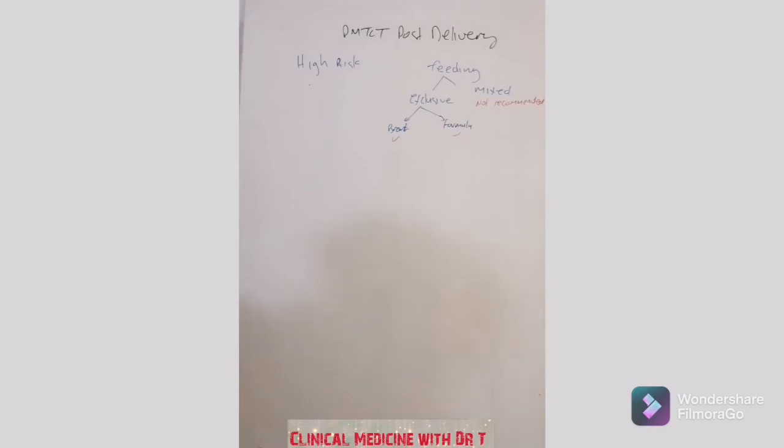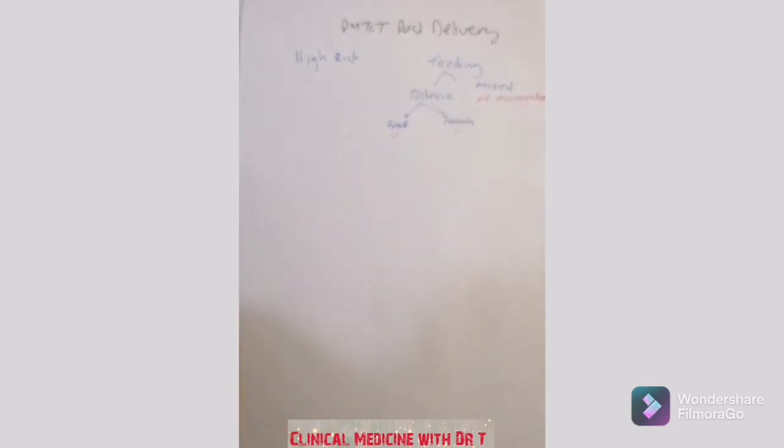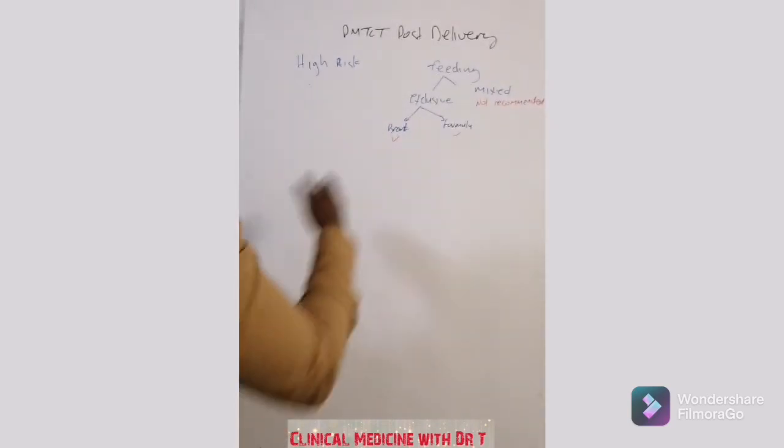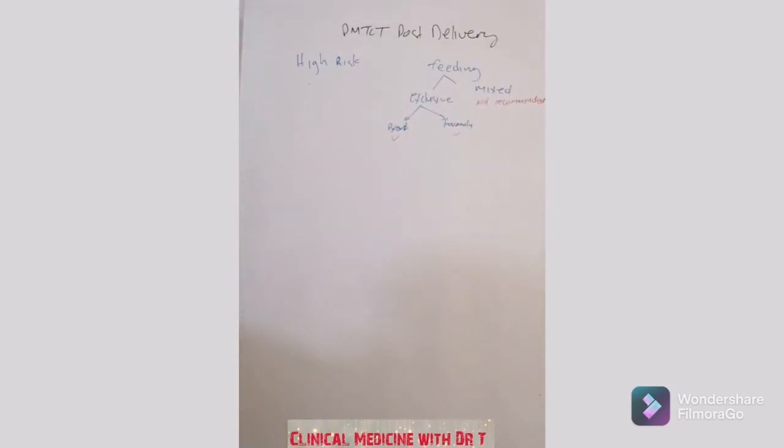So the point that I'm trying to make is there is no mother that should be forced to formula feed just because they're HIV positive. We want them to be either here or here. Yes, we would love them to exclusively breastfeed, but this one is better than that one. So the mother needs to decide and stick to the agreement.